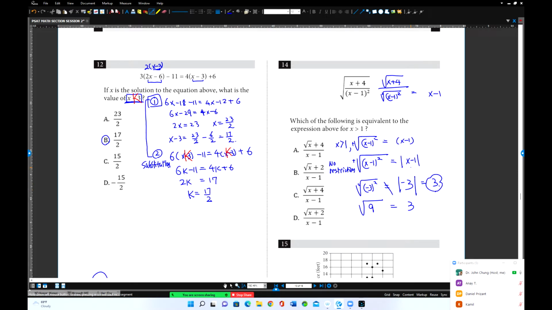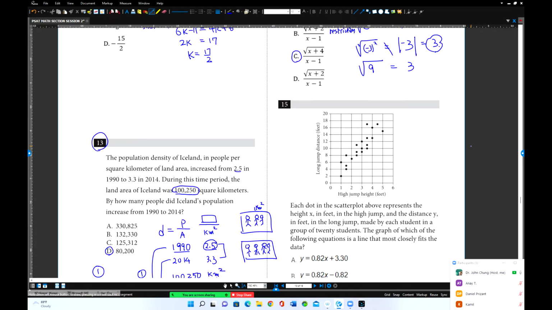But in this case, x is greater than 1, so you can go with this one. We don't need the absolute value, because x is greater than 1, so it's already positive inside the absolute value. So it is x minus 1 over x plus 4. You cannot separate this one. So choice A is the answer. Oh no, choice C is the answer. Totally wrong over here. This is not the square root of x plus 4. This is wrong.